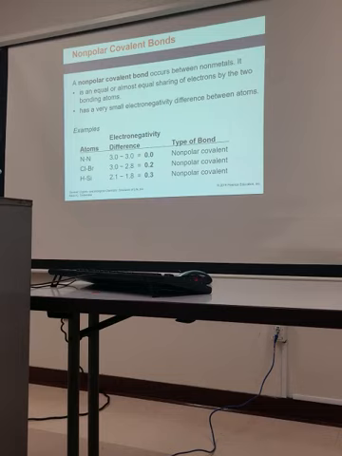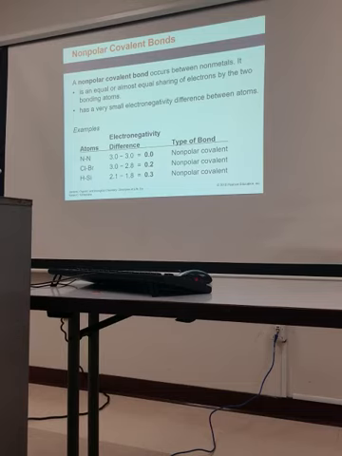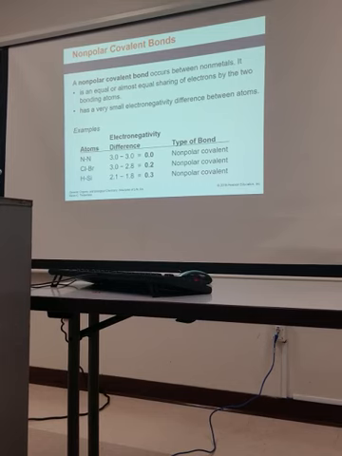So a non-polar covalent bond occurs between two non-metals, and it has to, because covalent bonds are between non-metals. What would be nonpolar? The electronegativity difference is 0.3 or less. That means that the sharing of those electrons is pretty equal. Now, obviously, if you have two of the same atoms, the difference is always going to be zero.